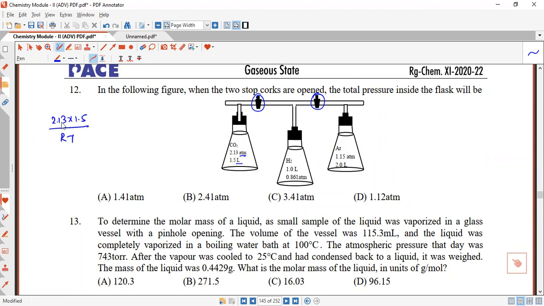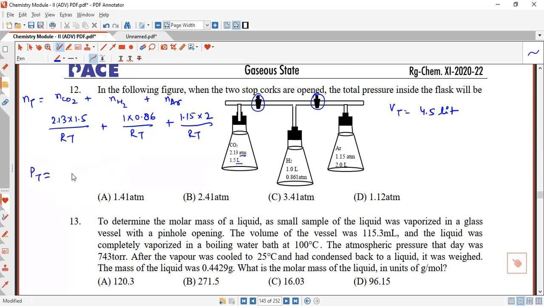These are number of moles. PV by RT plus 1 into 0.86 by RT plus 1.15 into 2 by RT. ये क्या हो गया? मोल्स ऑफ CO2 प्लस मोल्स ऑफ H2 प्लस मोल्स ऑफ आर्गन. ये टोटल मोल्स हो गए. Now what is volume total? V total is nothing but 1.5 and 2.5 liter. बस अब प्रेशर निकालना है. So P total is nothing but n total RT by V total. बस ये सब ऐड कर लो आप.